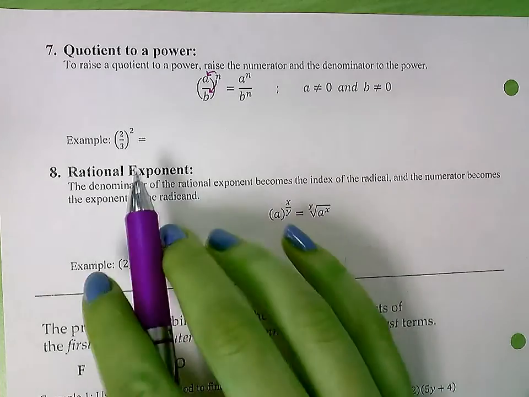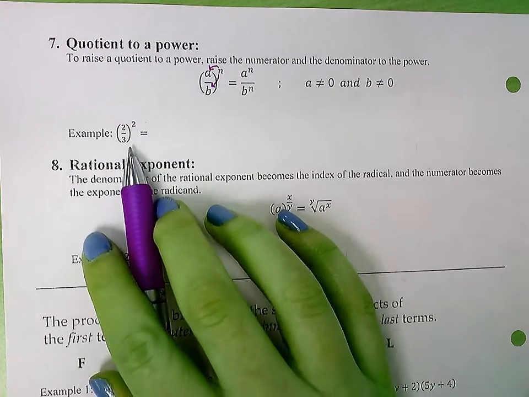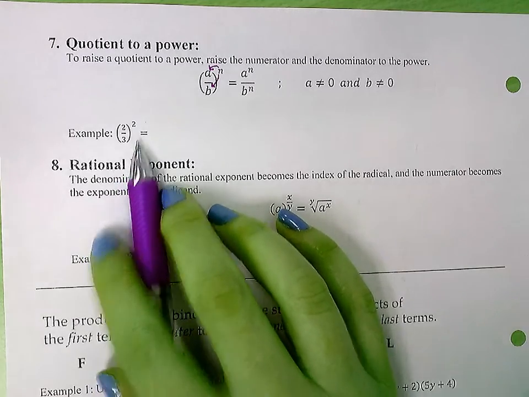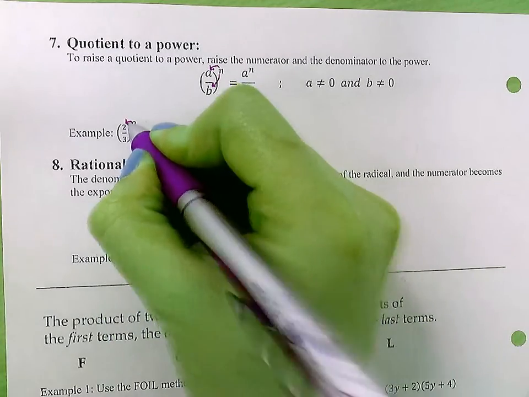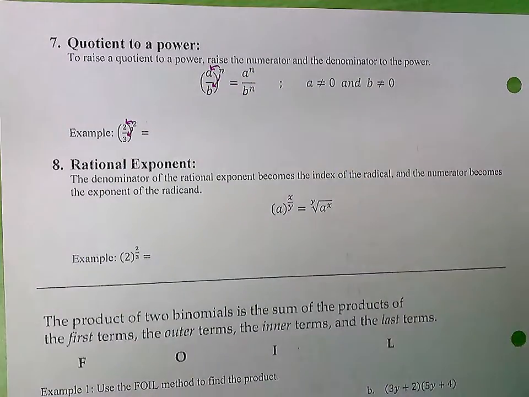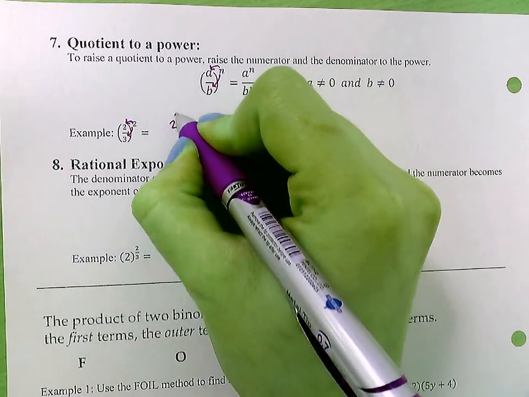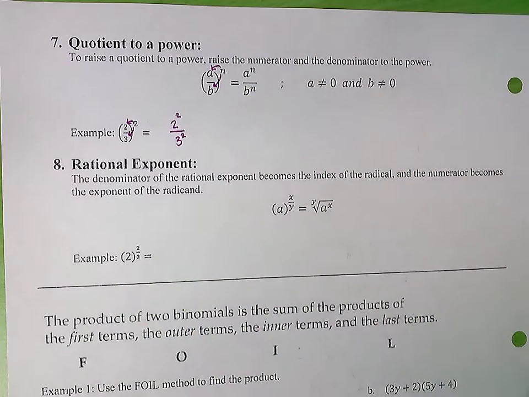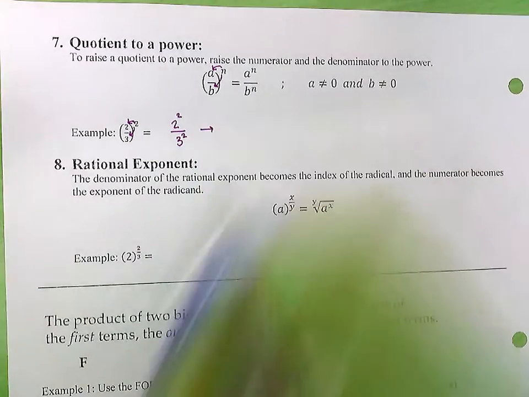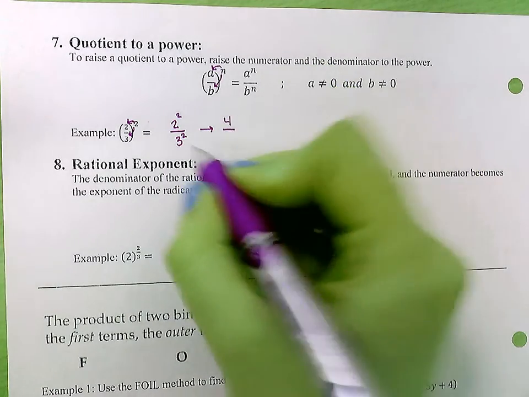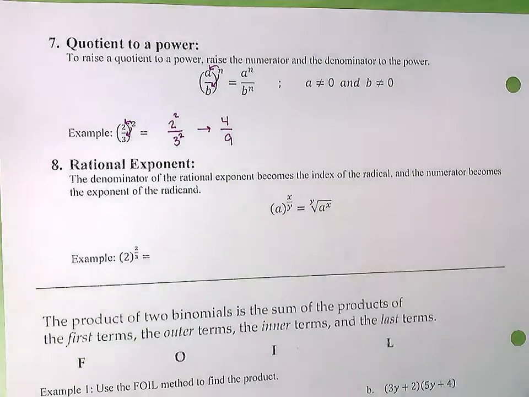So this example here, I have 2 over 3 raised to the second power. So I can distribute that 2 to both of those terms. Okay, so I'll have 2 squared over 3 squared. Okay, and I can simplify that. So I'll have 2 squared is 4 over 3 squared is 9.